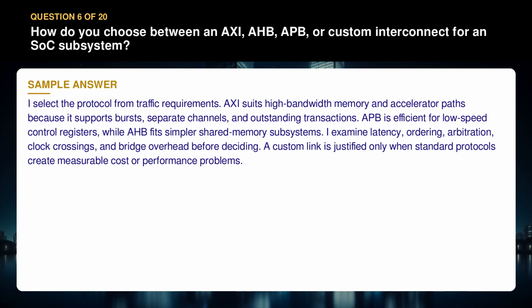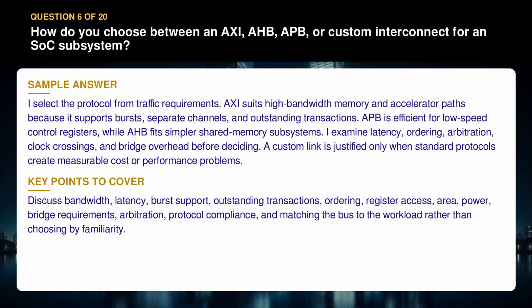I examine latency, ordering, arbitration, clock crossings, and bridge overhead before deciding. A custom link is justified only when standard protocols create measurable cost or performance problems. Discuss bandwidth, latency, burst support, outstanding transactions, ordering, register access, area, power, bridge requirements, arbitration, protocol compliance, and matching the bus to the workload rather than choosing by familiarity.